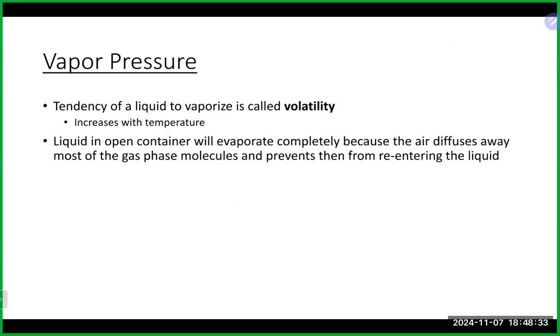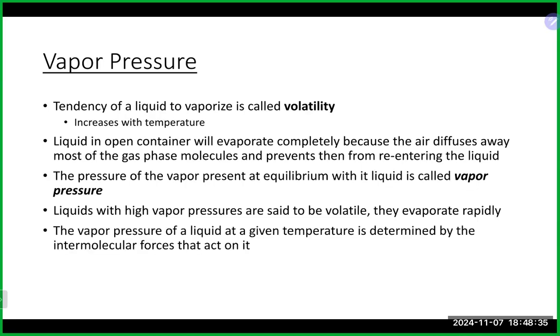Let's talk a little bit about vapor pressure. Vapor pressure is the tendency of a liquid to vaporize, and that is what is sometimes referred to as being volatile. If a liquid is volatile, it means that it can go into the gas phase from the liquid phase relatively easily. Liquids in an open container will start to evaporate completely because air will diffuse away.